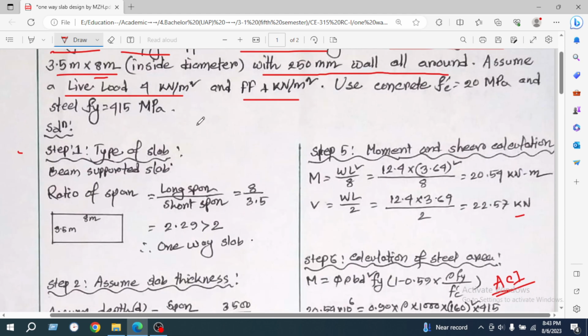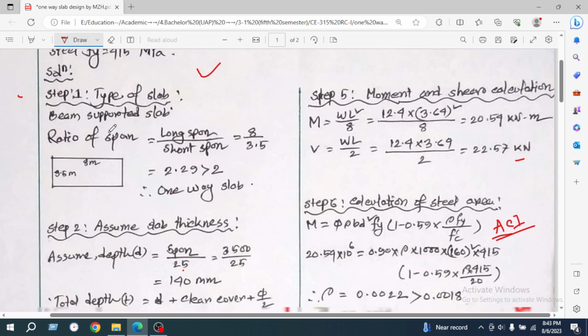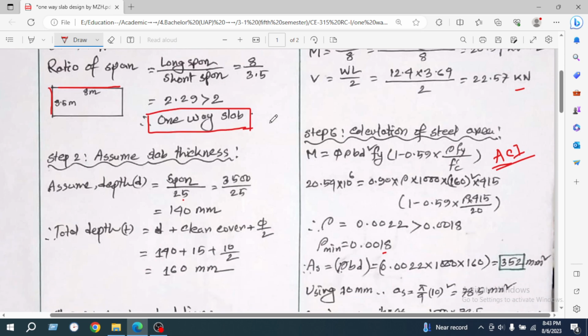So let's start to solve the one-way slab. At first we have to select the type of slab. This is the beam supported slab. The ratio of long span divided by short span: here the long span is 8 meter and the short span is 3.5 meter, and the ratio is 2.2, which is greater than 2. So if we find the ratio of long span divided by short span is greater than 2, we can say that this is the one-way slab. Okay, so we confirm that it is the one-way slab.